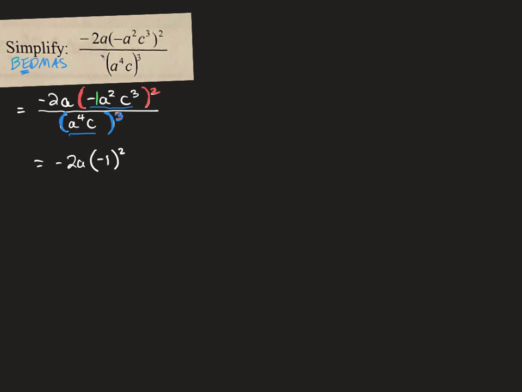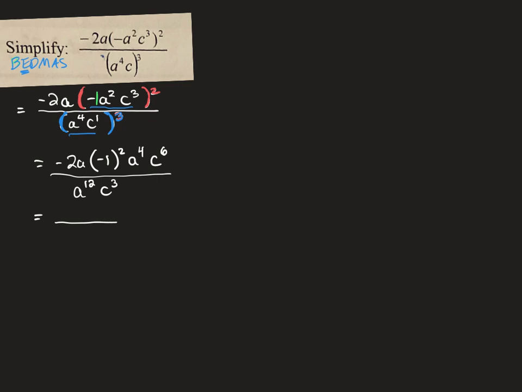Okay, and then when you have an exponent of an exponent like we are here, the exponents get multiplied, so 2 times 2, the new exponent on a would be a 4, and 3 times 2, the new exponent on c would be 6. All right, all over top of. Now we have the same thing happening in the denominator, exponent of an exponent, so we multiply our exponents, so we have a to the 4 times 3, which is 12, c to the 1 times 3, which is 3.